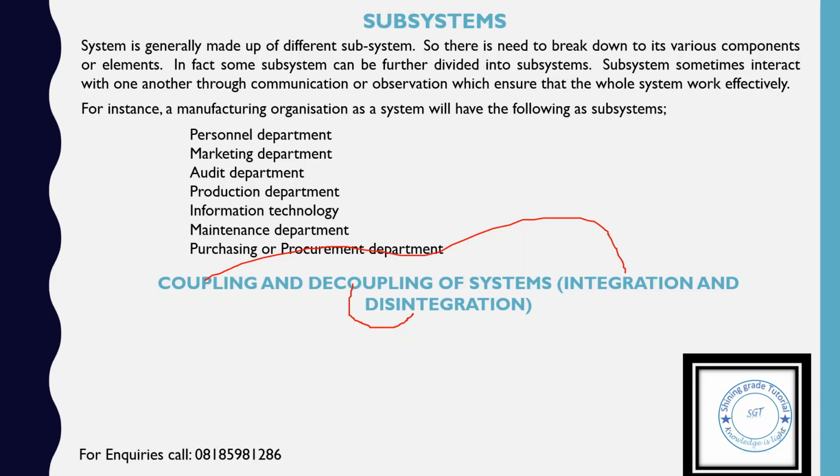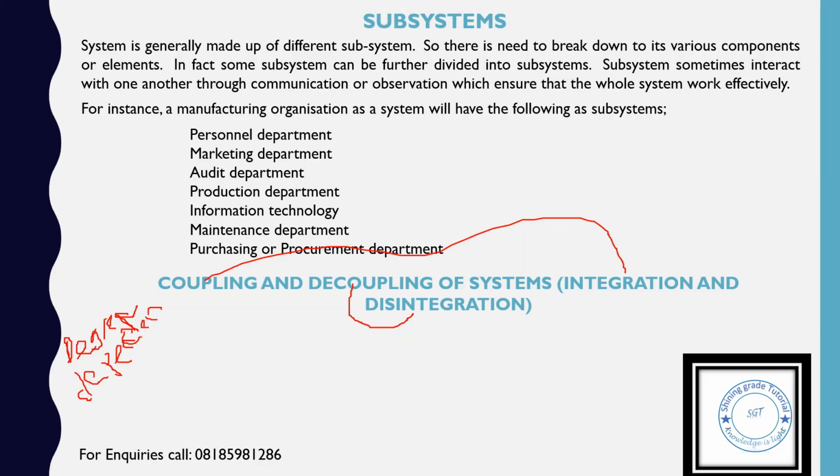So coupling of a system simply means the degree of dependence. So what is the degree of dependence of the system? It shows the degree of dependence, the degree of interaction between the systems. It's very important that each and every element and subsystem of the whole interact with one another. So the degree of interaction or dependence between each department is what we call coupling. And as well, it's very key to know how well each and every department depends on one another.